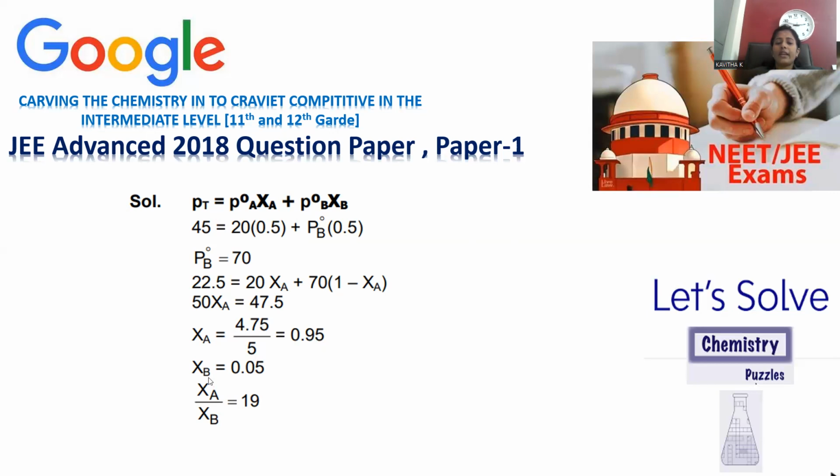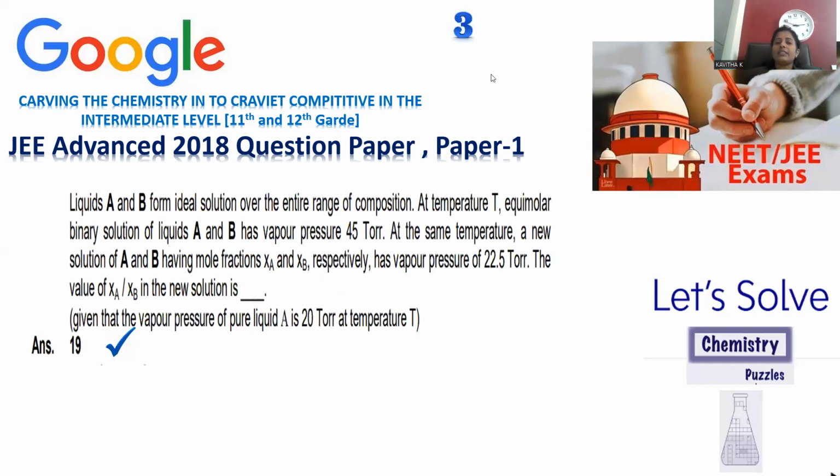Then how can we calculate chi B? 1 minus chi A will become chi B, that is calculated as 0.05. If chi A is known to you, chi B obviously we can calculate as 1 minus chi A, so it will be 0.05. Chi A is 0.95, chi B is 0.05. If you go for the ratio, that will become 19. This is the way the third question will be answered. For question number 3, 19 will be the answer.